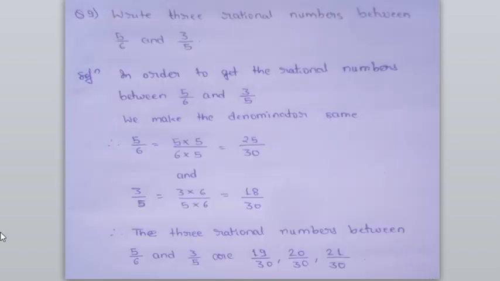Then question number 9. Write the three rational numbers between 5 by 6 and 3 by 5. So here we have to write the three rational numbers between 5 by 6 and 3 by 5. So to take out the rational numbers between any two rational numbers, first we have to make the denominator as equal, and after taking the denominator as equal, then only we can take out the rational numbers between them.